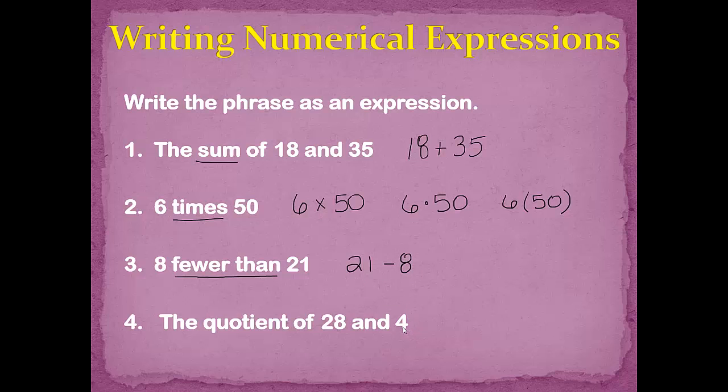And for number 4, we have the quotient of 28 and 4. Quotient tells us division. So we have 28 divided by 4. Another way to write division is as a fraction. So you could also write this as 28 over 4.